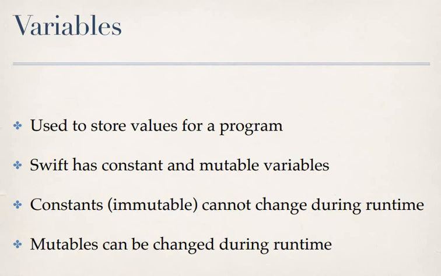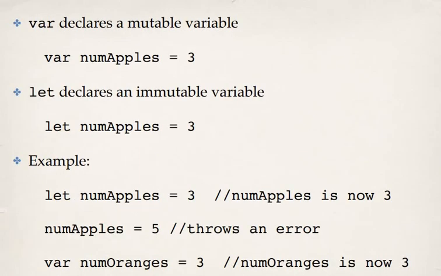So variables in Swift, variables are used to store the values for any program. Swift has constant and mutable variables. Constants, they are immutable. They cannot be changed during the execution of the program. Mutables can be changed during the execution or runtime. So we have two keywords, var and let. var declares a mutable variable, whereas let declares an immutable variable.